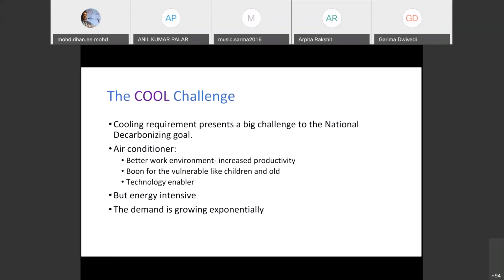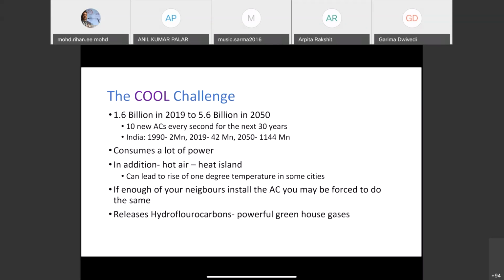So you see, again, there is a cycle in this. Because of the increasing warming climate, you install an AC, but when you install ACs, you further increase that warming. So you need more ACs. Then those more ACs will further contribute to the increase in warming. So it becomes a cycle again. Now I'm giving you some data to understand how big this challenge is.